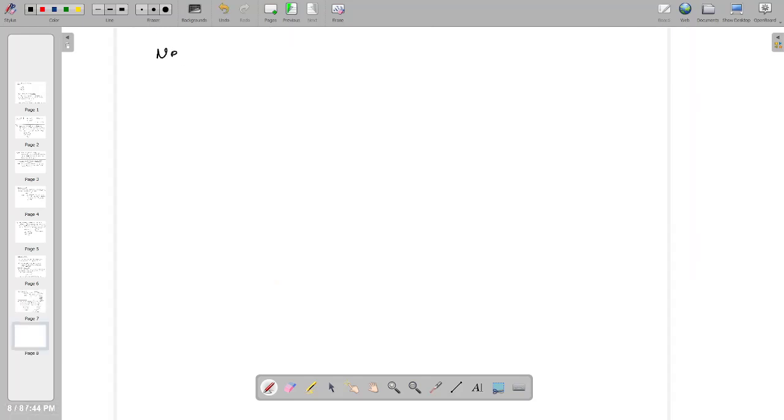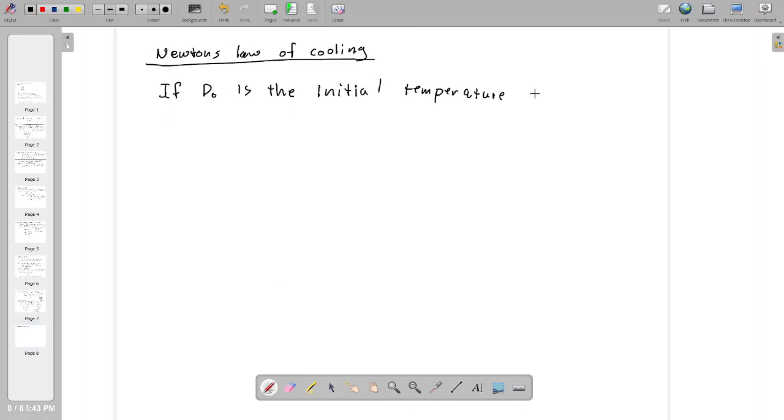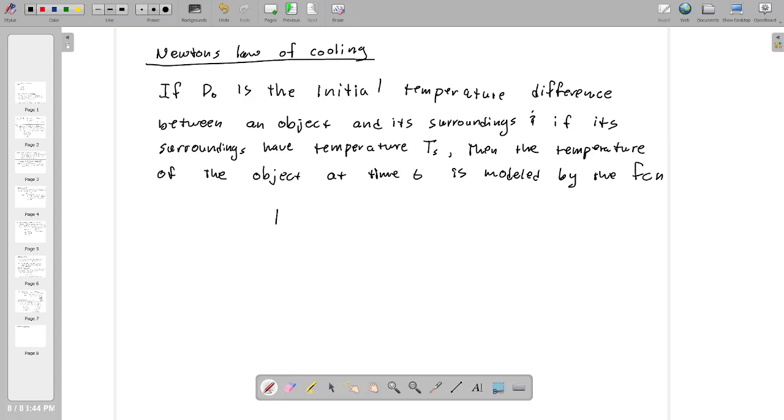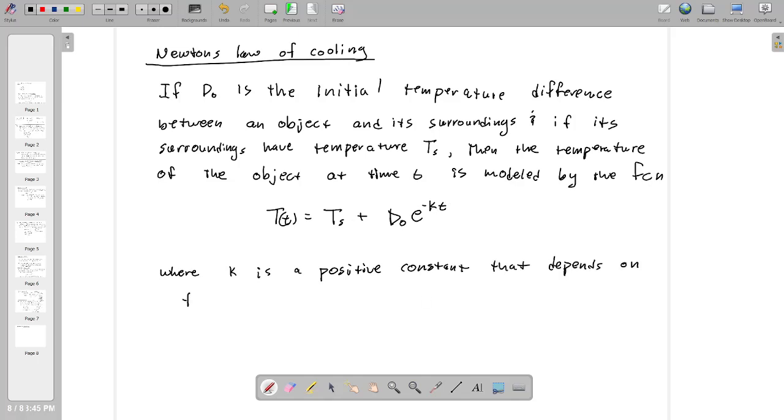The last topic I want to cover is Newton's law of cooling. If d sub 0 is the initial temperature difference between an object and its surroundings, and if its surroundings has a temperature of T sub s, then the temperature of the object at time t is modeled by the function capital T of t is equal to T sub s plus d sub 0 e to the negative kt, where k is a positive constant that depends on the type of object. Okay, so there's a lot here, but specifically the model is what we're going to use to show the cooling off of temperatures.